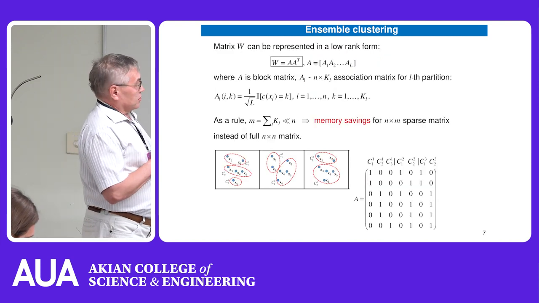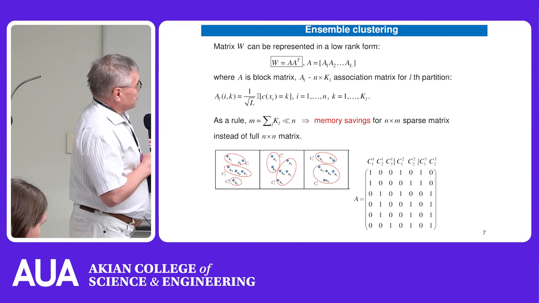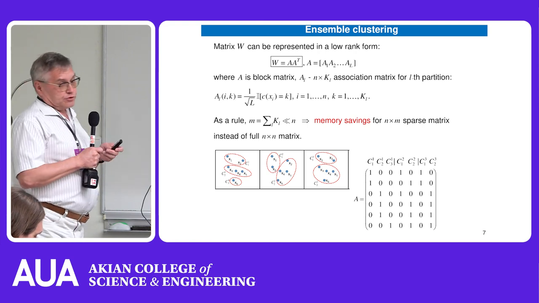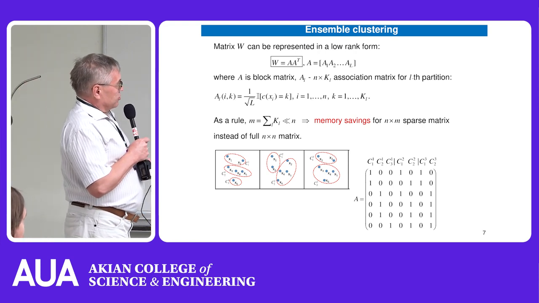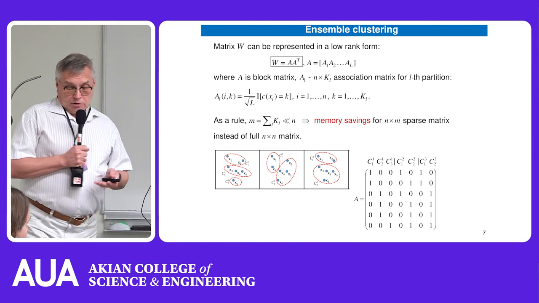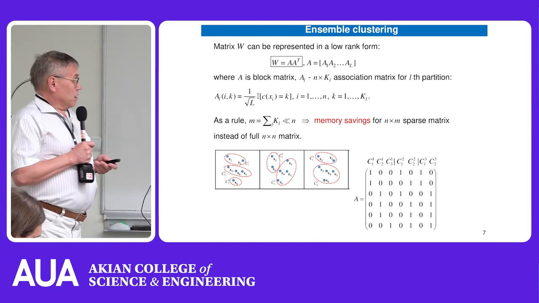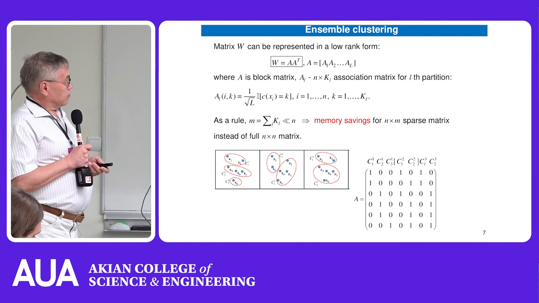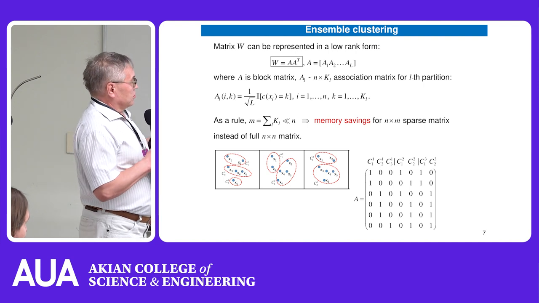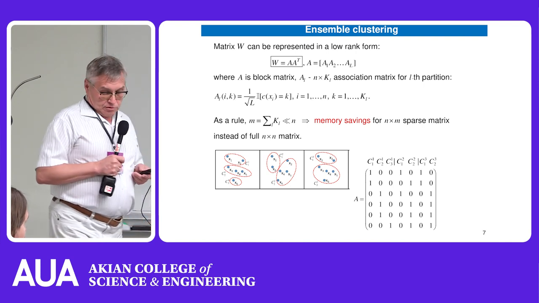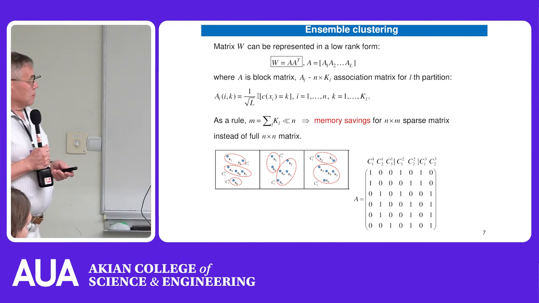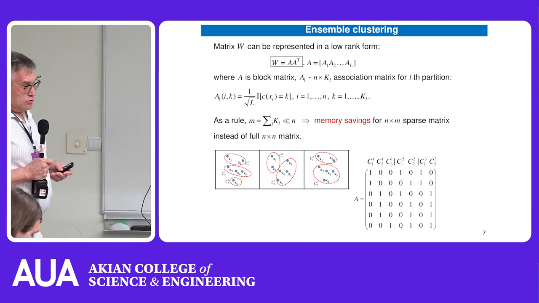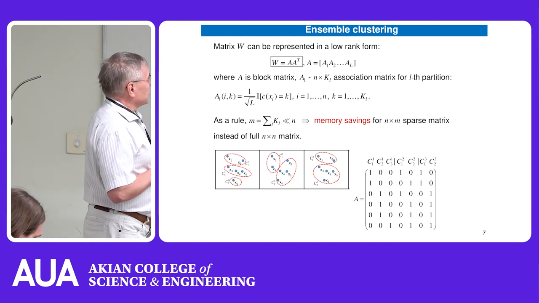This matrix, or co-association matrix, can be represented in a low rank form using rectangular matrices or association matrices. And this gives significant memory savings or computational savings, because it's not necessary to save in memory a large quadratic matrix. For example, million by million is a huge number of elements.